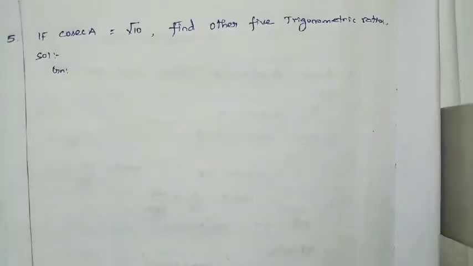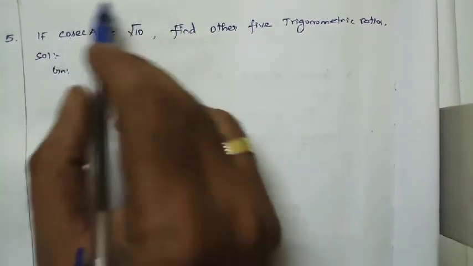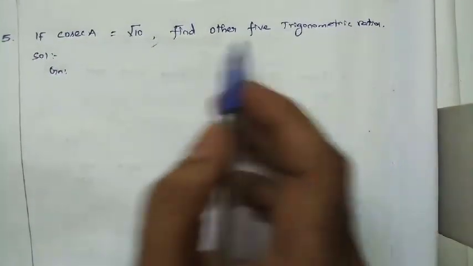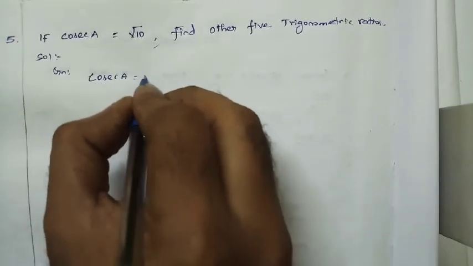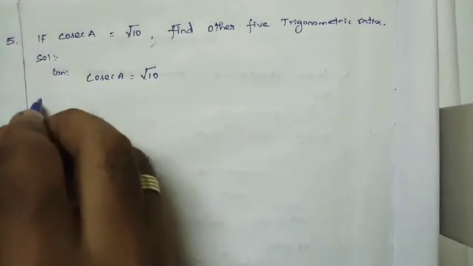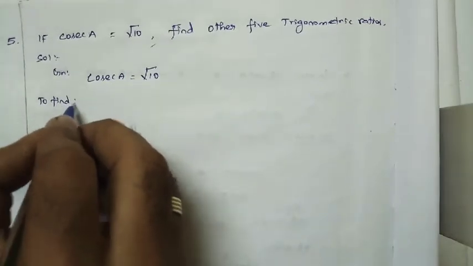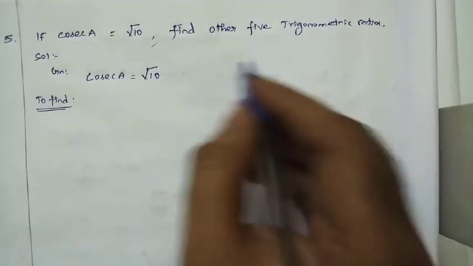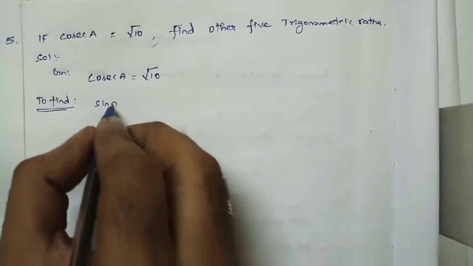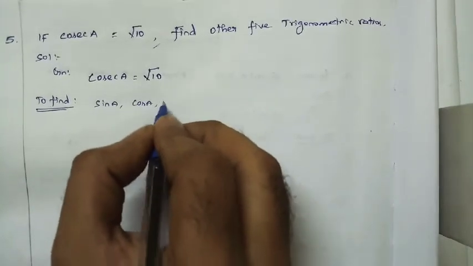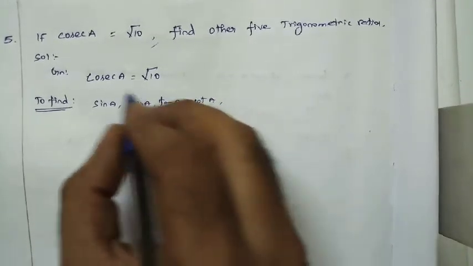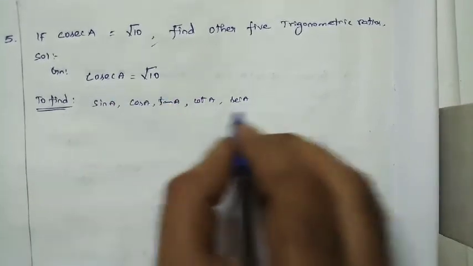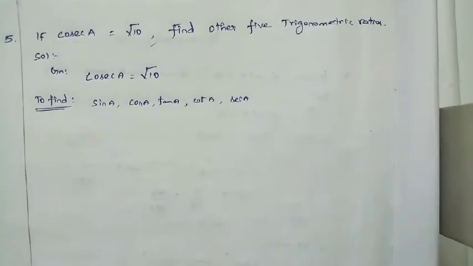So number 5. See, what is the given? If cosec A is equal to root 10, find the other 5 trigonometric ratios, right? So what is the given? Cosec A is equal to root 10. And what do we want to find? To find 5 trigonometric ratios. What is that? Sin A, cos A, tan A, cot A, and sec A alone, right? Cosec A is given. These 5 we want to find.